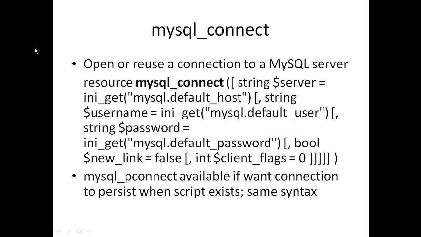So the first parameter is the server, and it defaults to what you specify in your php.ini. In your php.ini, you can specify the default MySQL server, default MySQL username, and default MySQL password. So you have the first parameter being the server, the second parameter being the username, the third parameter being the password, the fourth parameter being a boolean for a new link, and the fifth parameter being client flags. I typically don't use new link or client flags. If you pass it the server, the username and the password, you should be okay.